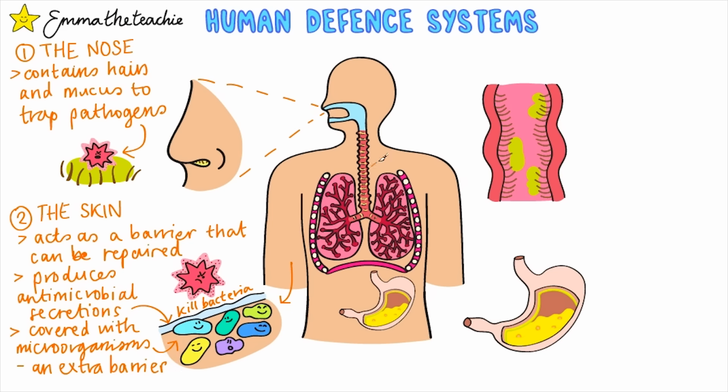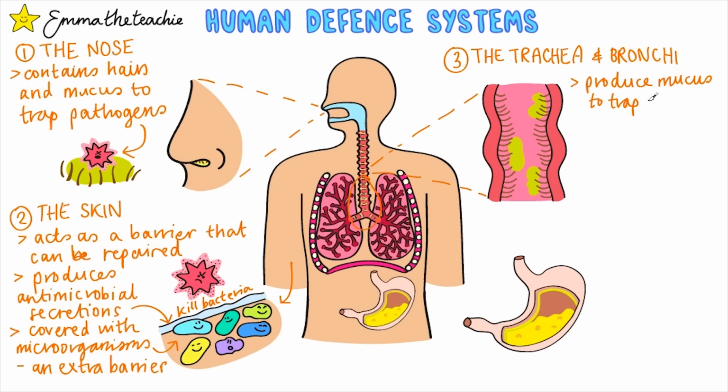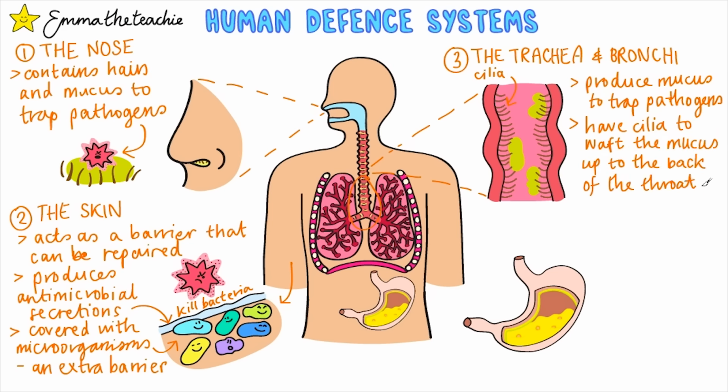Over here, we've got the trachea and bronchi, which we learnt about in the lungs and gas exchange video. Both of these tubes produce mucus to trap pathogens. They also have lots of cilia. Cilia are tiny hairs which line all the way down the tubes. These can waft the mucus back up to the throat, where it can then be swallowed.